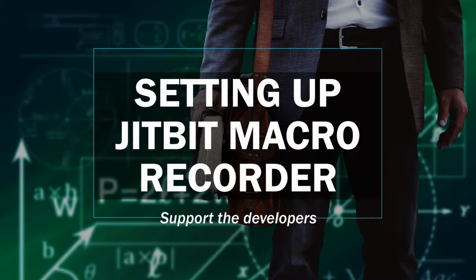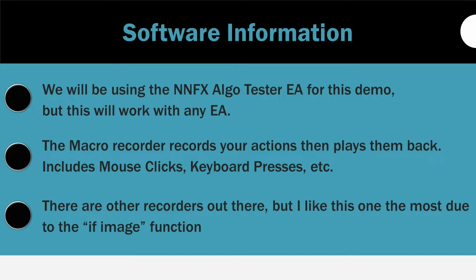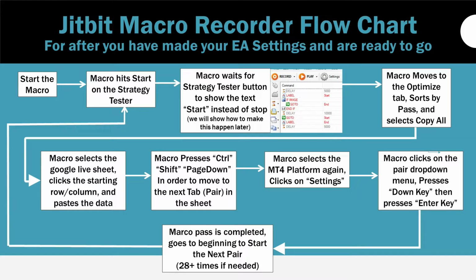Okay, so setting up the Jitbit macro recorder. We will be using the NoNonsense Forex algo tester EA for this demo, but it will work with any EA. The macro recorder basically just records your actions and then plays them back. It includes mouse clicks, keyboard presses, all that type of stuff. There are other recorders out there, but I like this one mostly due to the if image function. So this is everything that we're going to go over. It's a flow chart of the steps that we're going to be taking. This is more just for reference, so after you're done with the video, you can look back at this and hopefully find any parts that you may have missed. All right, let's jump in.